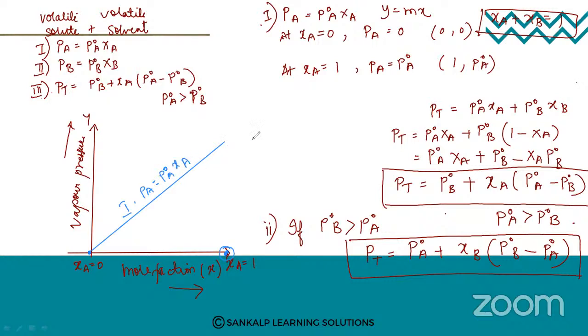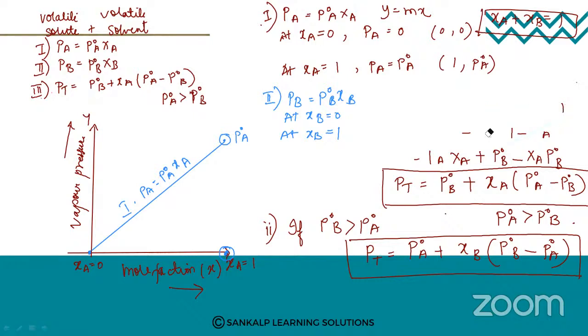Okay, now this is your P naught of A. Similarly, if I write it in the same graph for the second one, that is PB equals P naught B into psi B. Put the values at psi B equals 0 and psi B equals 1. Put the values now and see what you will get.